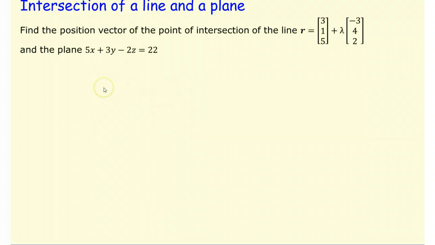So we've got an example here. We're going to try and find the position vector of the point of intersection of this line here that's been described parametrically, and this plane here that's been described by its Cartesian equation. To get us started, just to give us a sense of what's going on, I'm going to plot this on Autograph. So we're going to see what this looks like geometrically before we start.